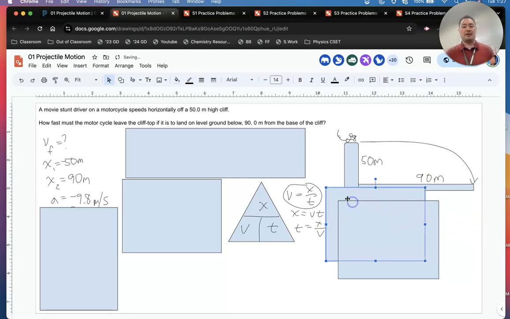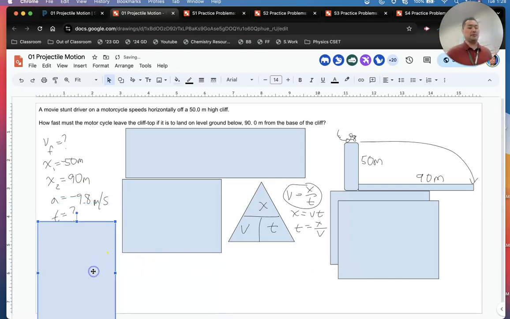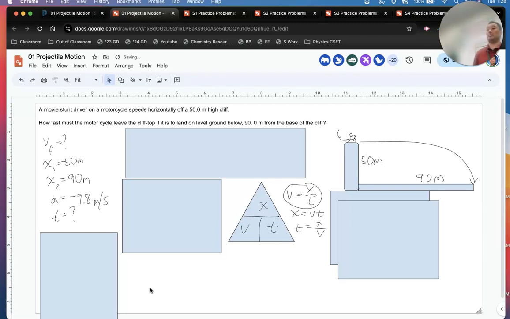Now we want to find the velocity, but we don't have time. Well, we don't have t. We have plenty of time in class. We don't have the variable t. So what we're going to do is make t the unknown and plug it into an equation so we can start using this triangle. So it's a two-step process.